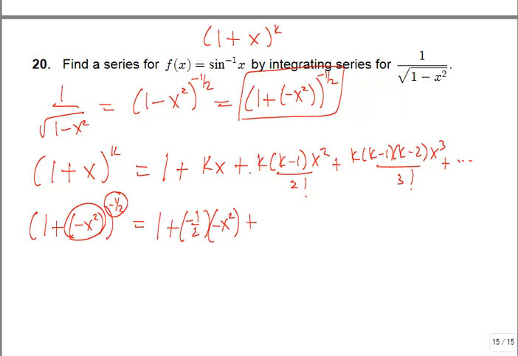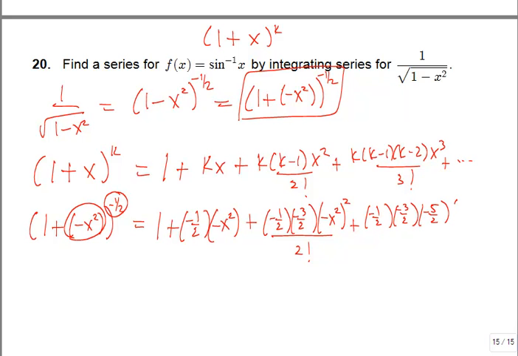Plus k again, so negative 1/2. Negative 1/2 minus 1 would be negative 3/2. Instead of x, I'm using negative x squared, and I need to square that over 2 factorial. And let's do one more term here. K is negative 1/2. K minus 1 is negative 3/2. K minus 2 is negative 5/2. Instead of x, I'm using negative x squared to the third over 3 factorial. And then this would continue.